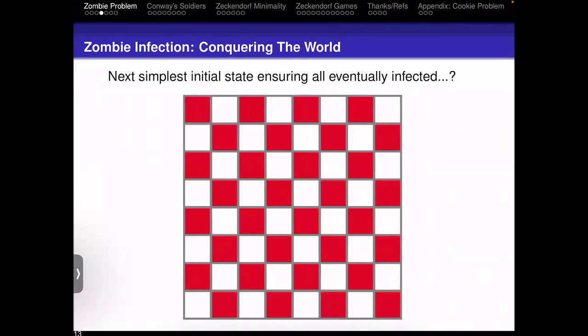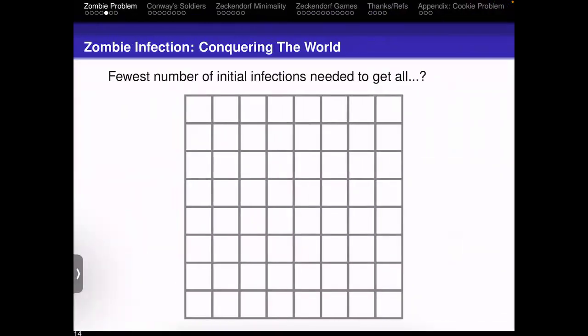Now let's think on an n by n board. There's n squared spots. This checkerboard pattern is still going to cost me on the order of n squared. Can we do less? Can we do n to the 3 halves? Can we do n log n? Can we do order n? What's the best we can do? Anybody have any thoughts on the fewest number of initial infections that we need to get everybody, on an n by n? Any thoughts? What might be a good configuration?